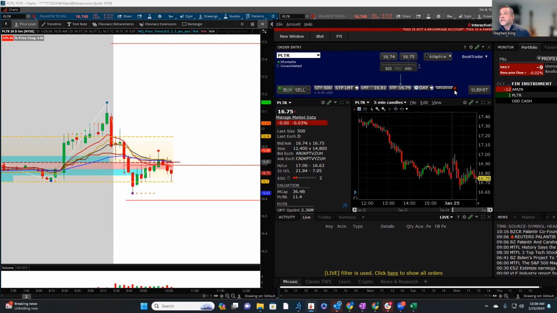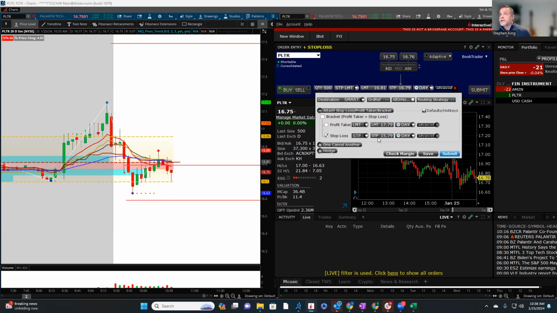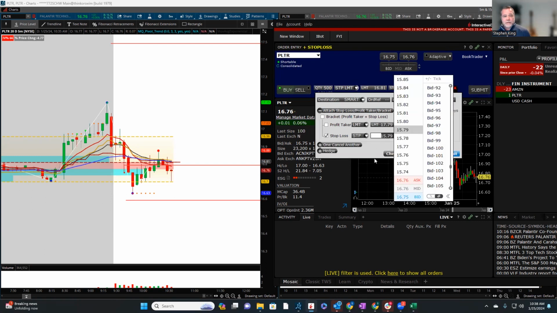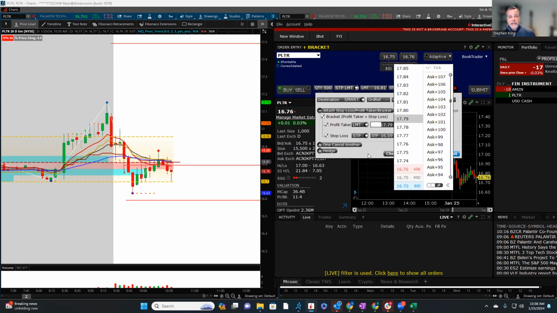We go to advanced, attach stop loss and profit taker. Stop loss, I said, was going to be 16.59. And I'm going to go ahead and put in a profit taker of 3R just to have a number in there, which is going to be 17.39.